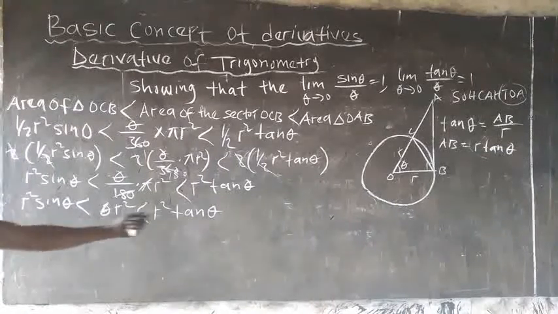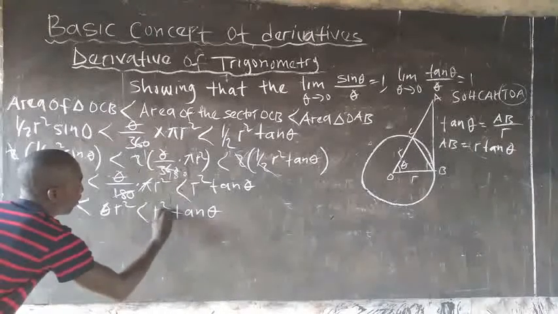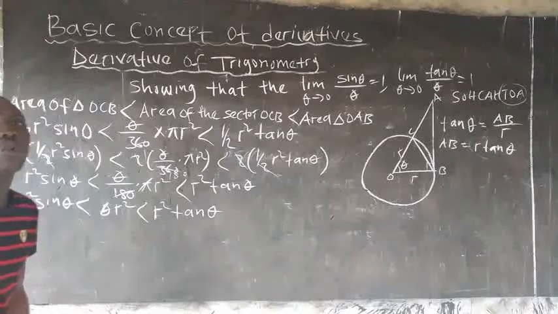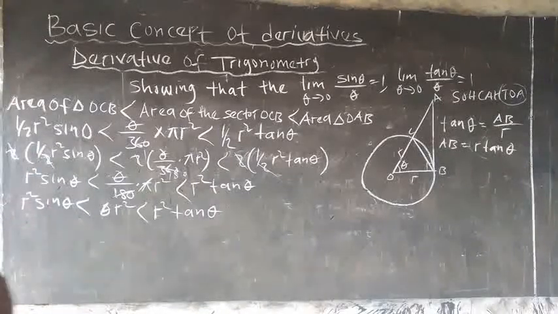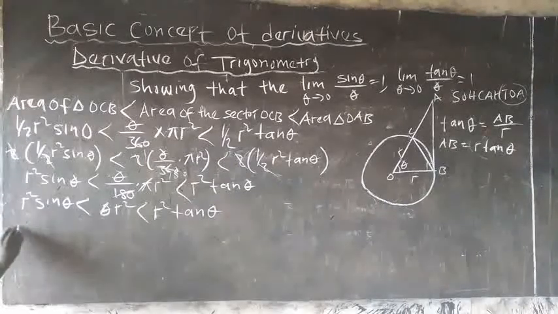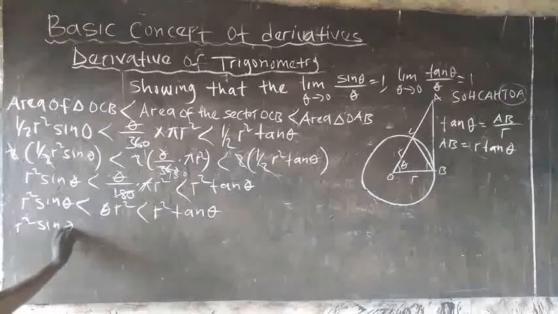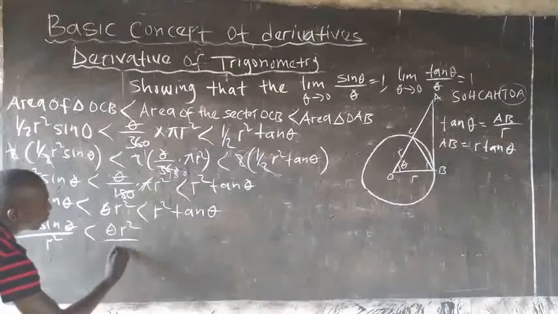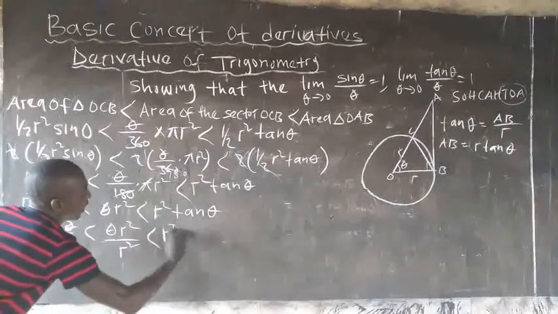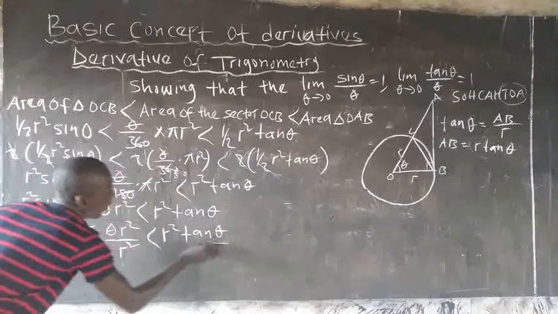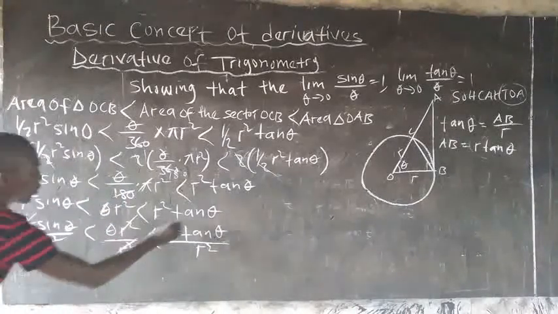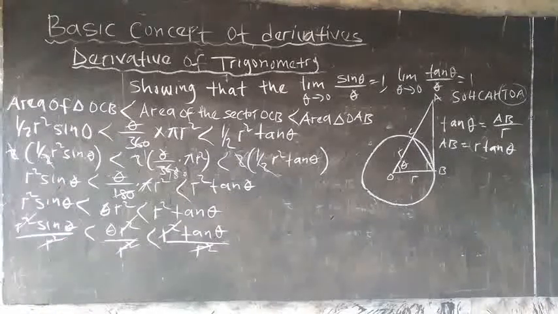Yeah, there's something that is common. We still have r squared. We have r squared. So we can divide through by r squared. If I divide through by r squared, then r squared over sin theta over r squared, less than theta over r squared, less than r squared tan theta over r squared. So r squared will cancel out r squared.